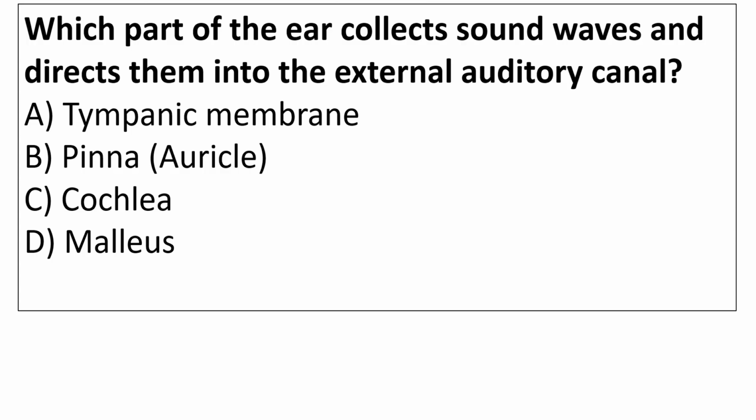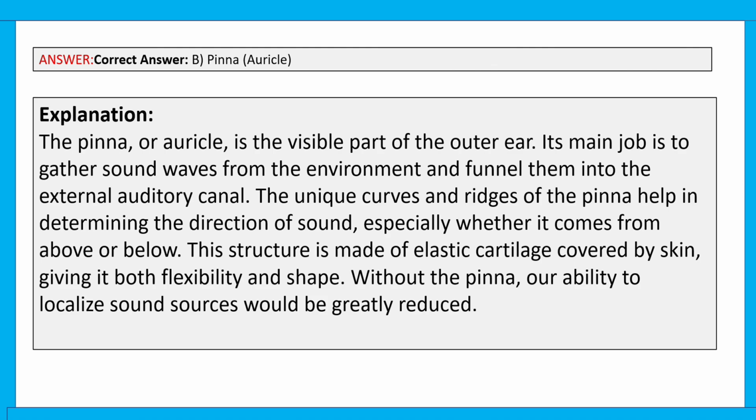Which part of the ear collects sound waves and directs them into the external auditory canal? Option A, tympanic membrane. Option B, pinna or auricle. Option C, cochlea. Option D, malleus. The right answer is option B, pinna or auricle.